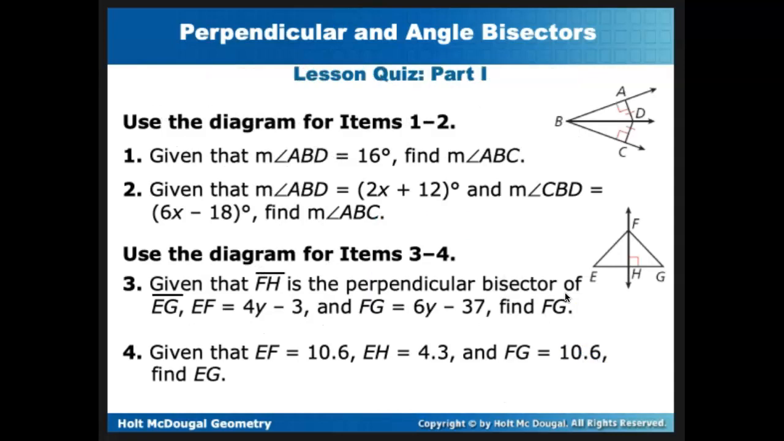Here's the lesson quiz. Go ahead and try this out. If you get any of these incorrect, then you'll want to let me know, show me your work that you did with it so we can find the mistake.